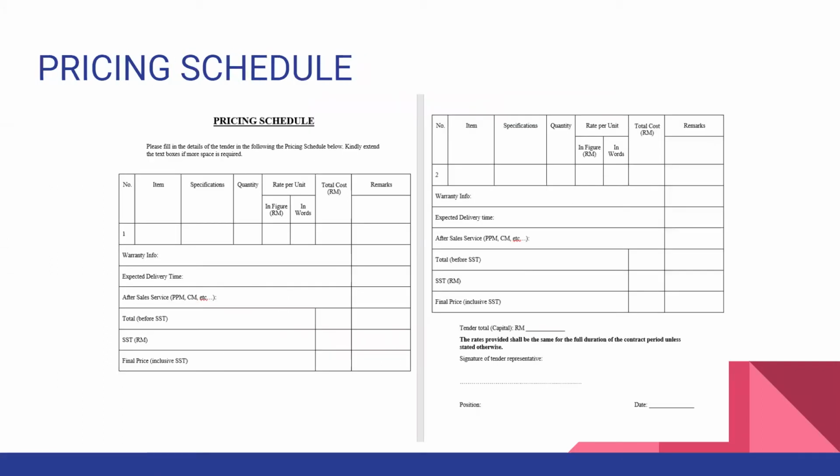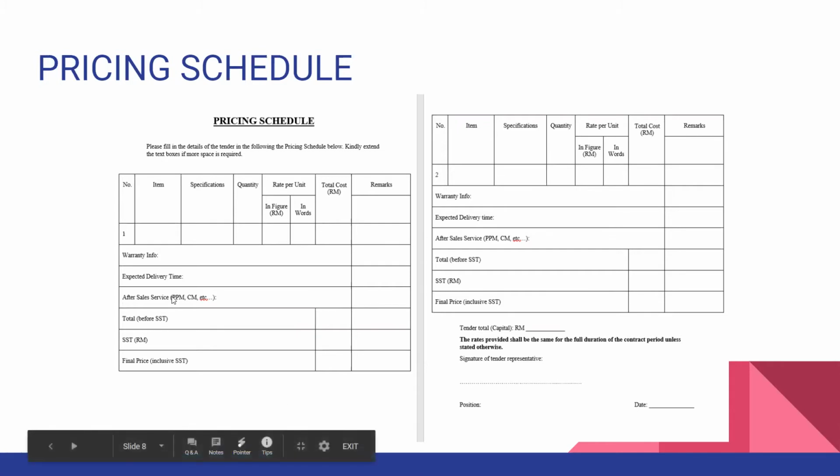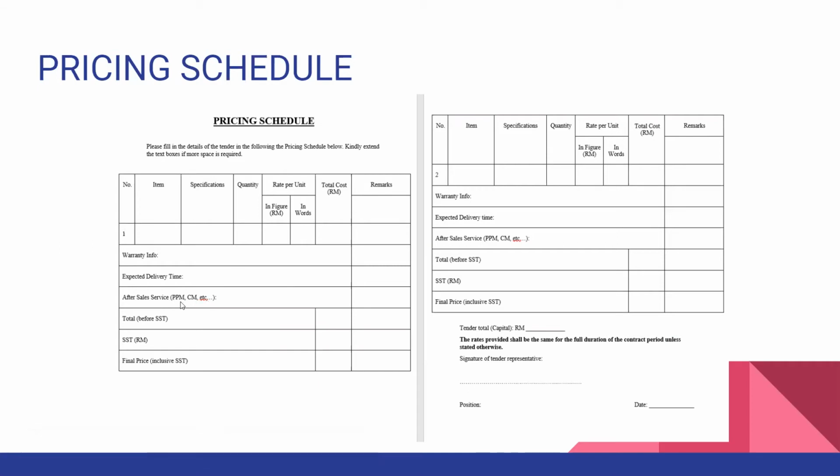Next is the pricing schedule. As can be seen here, this is the information that the client is interested to know. After service sale, we have PPM and CM, etc. PPM means the plant preventive maintenance, and CM means corrective maintenance, which is the usual service that supplier usually provide to the client for long term. That's why it's in the after sale service.